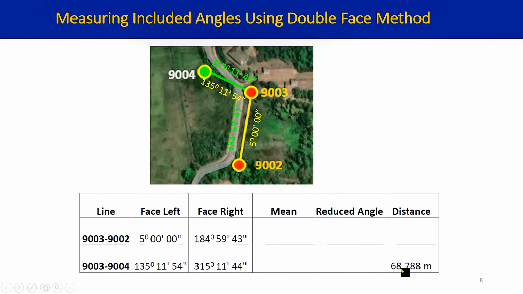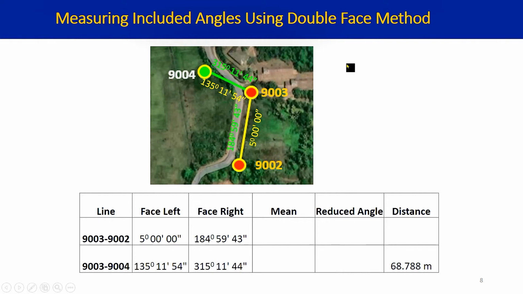We don't need to find the distance from 9003 to 9002 because it is a control line. Since we know the coordinates of 9002 and 9003, we can calculate it using the coordinates. So we only need to find the distances of unknown lengths.